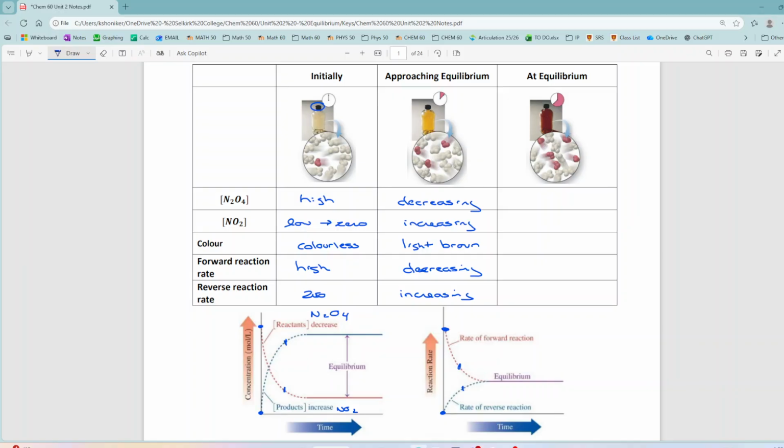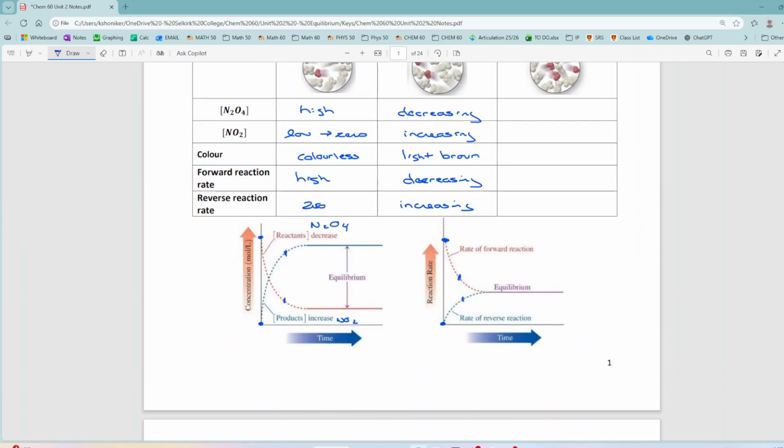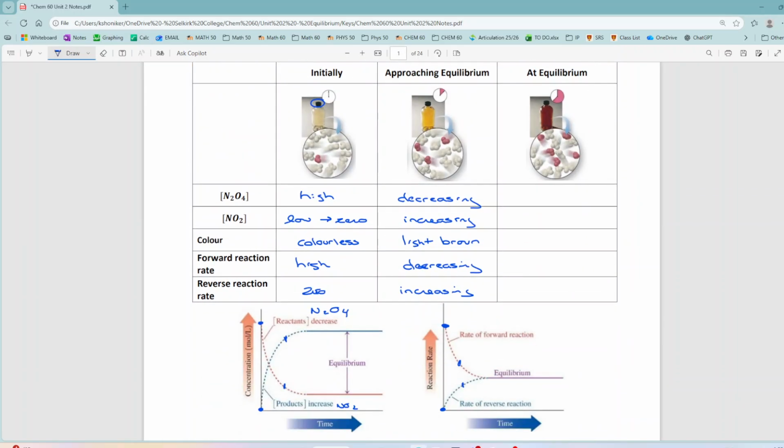And same thing with your products. You have this steep increase in products, and then all of a sudden that kind of slows. So as you approach equilibrium, your concentrations are decreasing or increasing, and that starts out fast, and then it goes to slow, right? Same thing with my forward reaction. Originally it's high, and then it's decreasing, but the rate at which it's decreasing is slowing over time. And same thing with the reverse reaction rate. It is increasing, and then the rate at which it's increasing is slowing over time till we reach equilibrium.